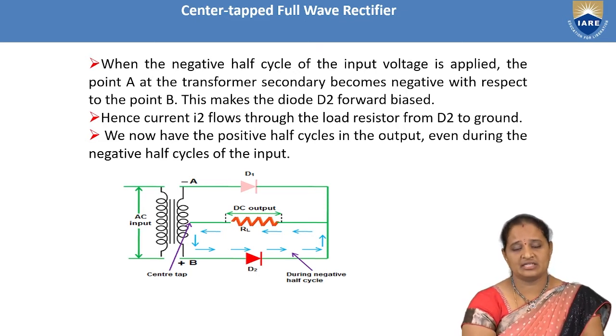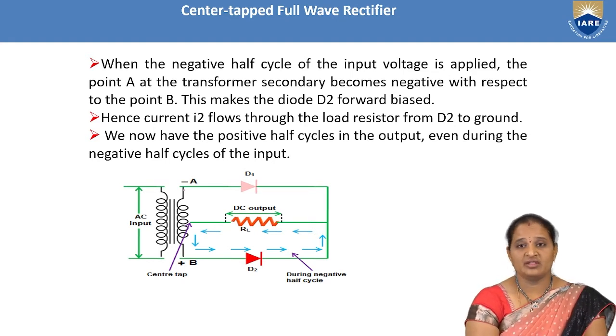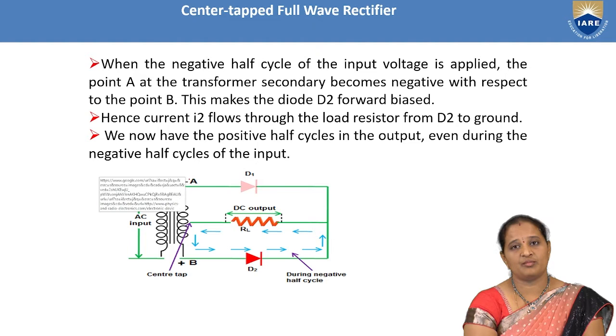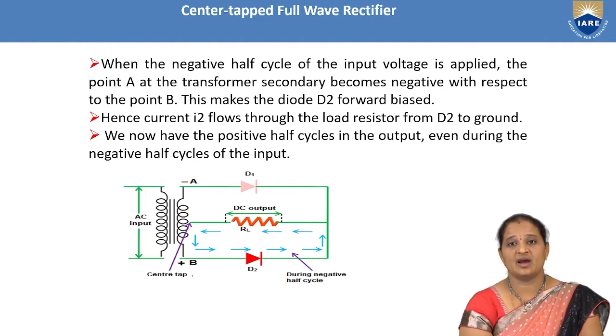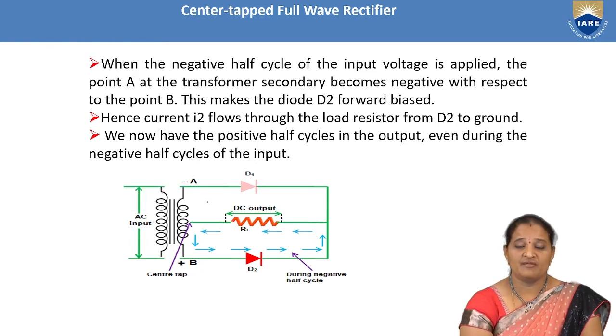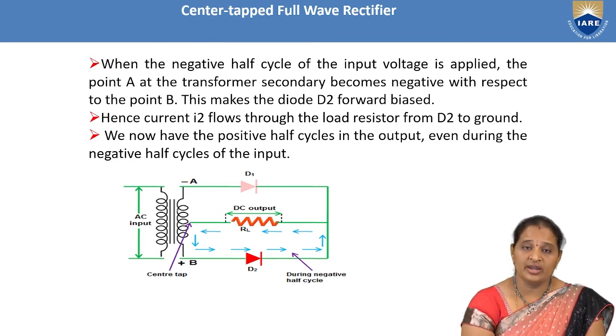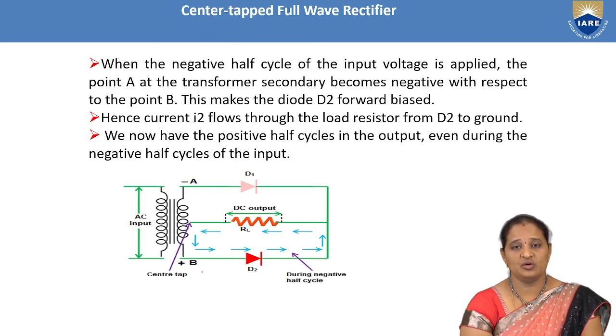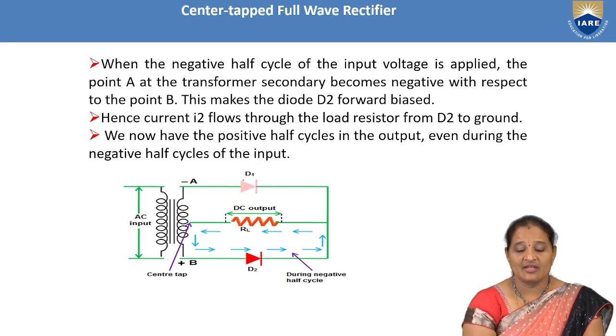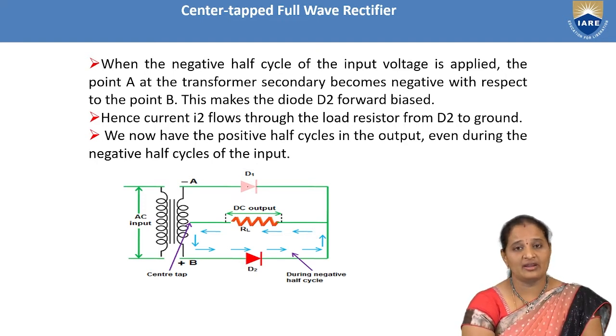So reverse operation happens here. During the positive half cycle, point A has become positive, point B has become negative. So now during the negative half cycle, point A becomes more negative with respect to point B, and hence the diode D1, whose anode is connected to point A, which is at more negative potential, will get reverse biased and hence it is open circuited. That is why I have shown it with a light color.